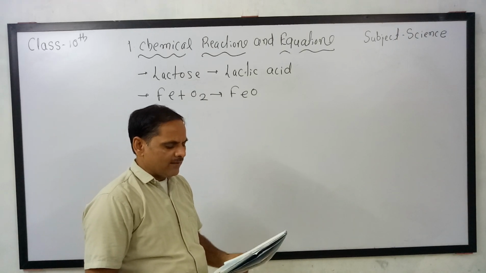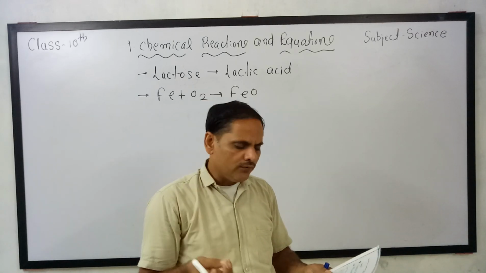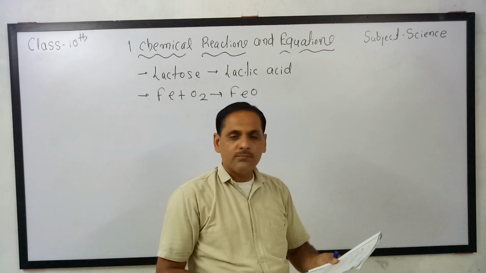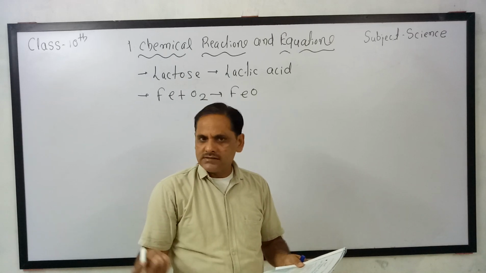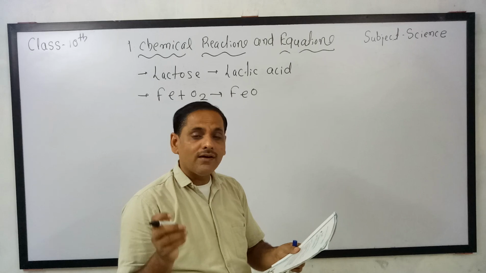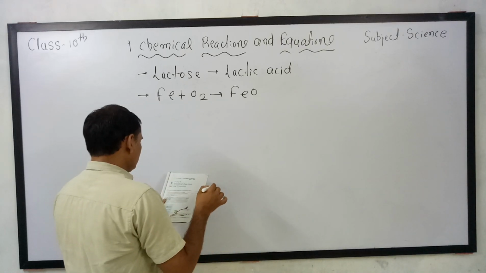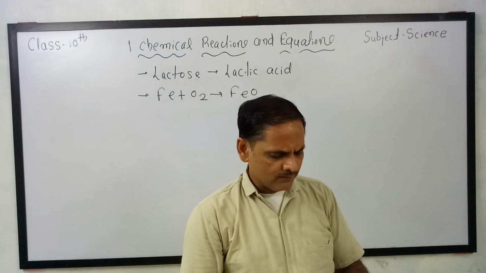Third example is grapes getting fermented. Fermentation is one type of preparation of alcohol, using different types of fruits such as grapes, wheat, apples. This process is also an example of chemical change.